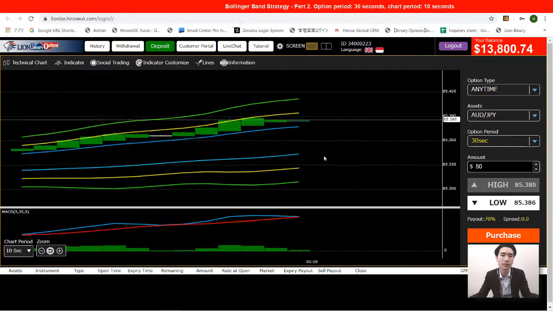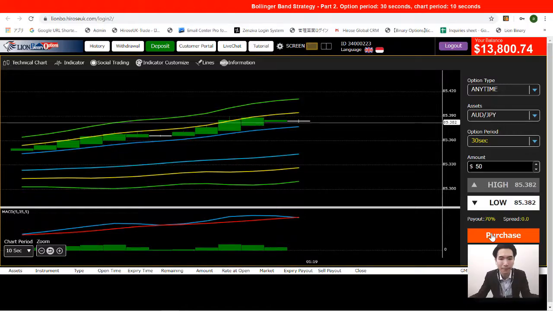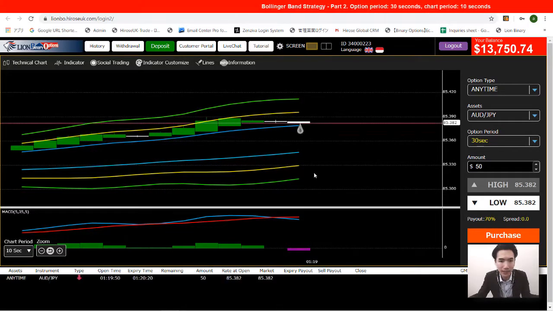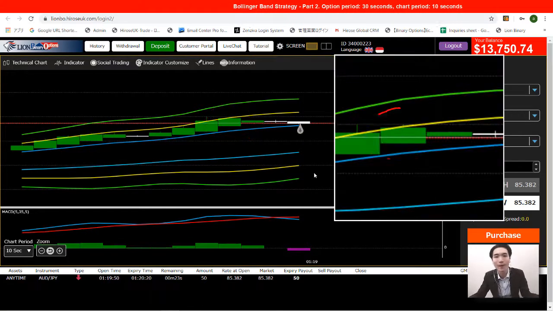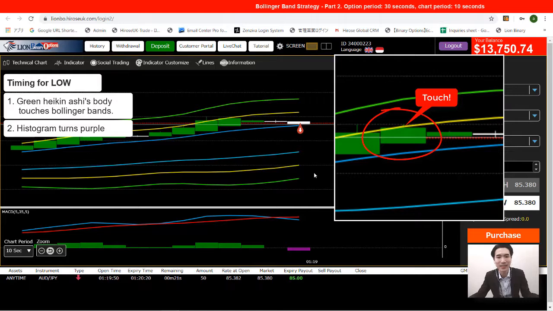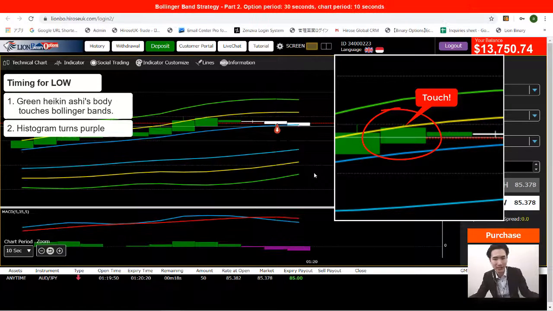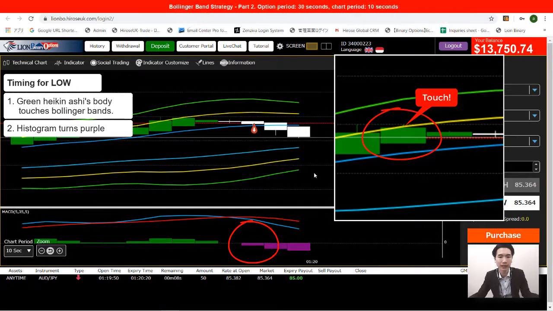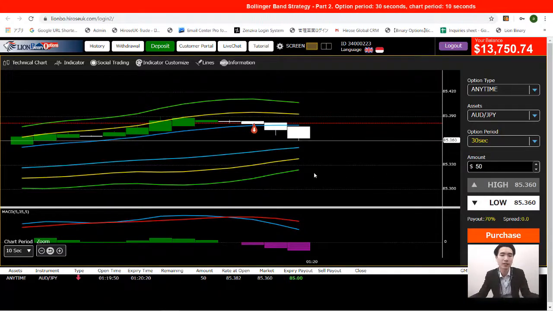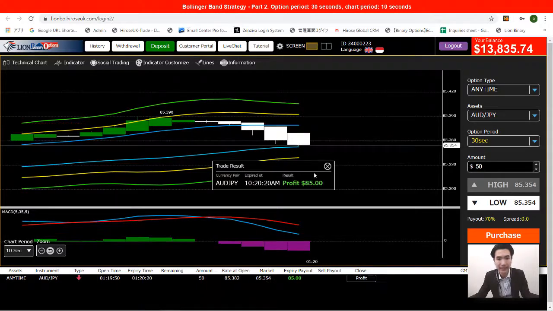So let's take a look at this one here. Okay, I opened a low here. Again, if we look at 3 candlesticks before, we can see that this green Heikin Ashi candlestick touched the Bollinger Bands, and if I move on to the histogram, it turns purple. So 2 bearish indications again. That's why I opened a low position here. The trade is about to finish, and yep, it's ending in profit.